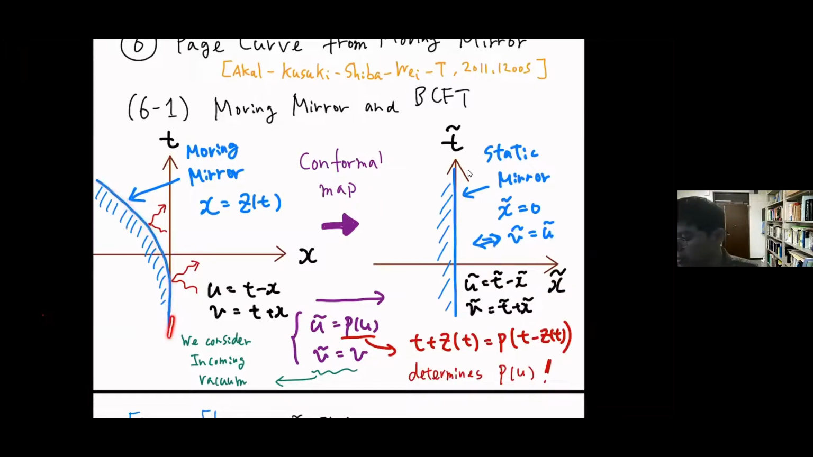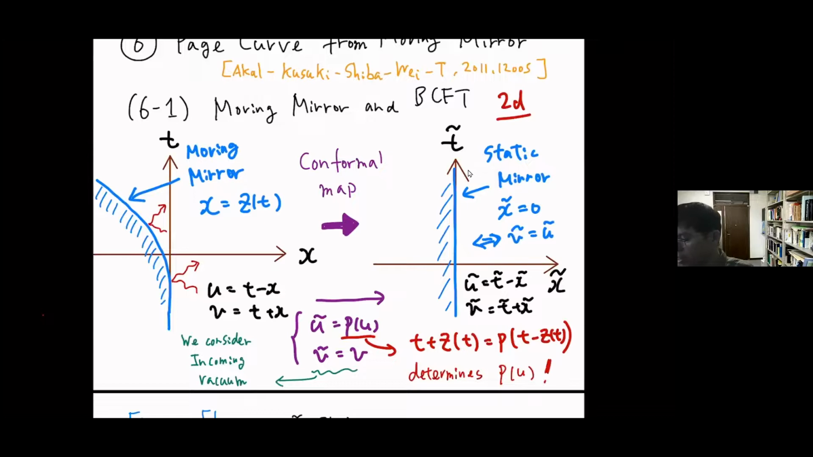Initially it sits at x equals 0, but suddenly moves under time evolution. Then what happens is particle production: a non-trivial state, not the vacuum, is produced. We can write the profile of the moving mirror as x equals z(t), where x is the location as a function of time. Always we can conformal map to the simplest setup, so we can calculate many things using the conformal map. I'm talking about the 2D case, so that we can use the conformal map technique.